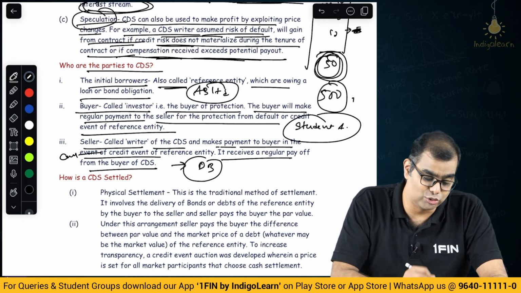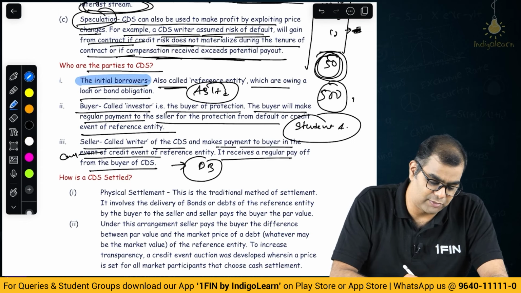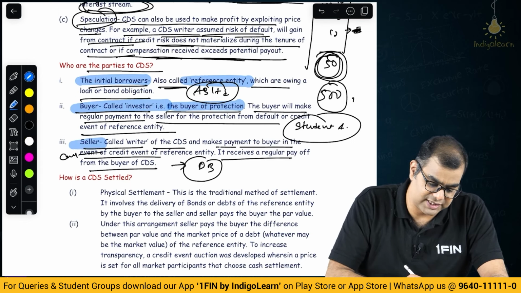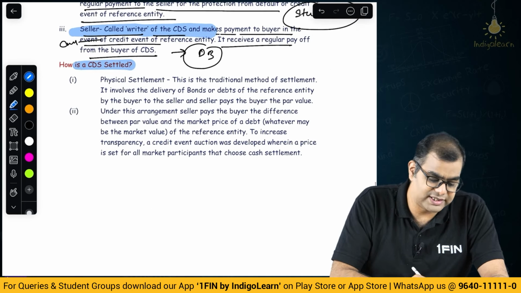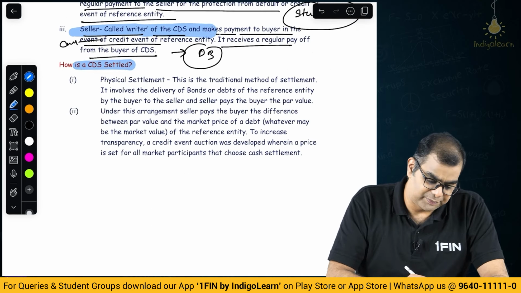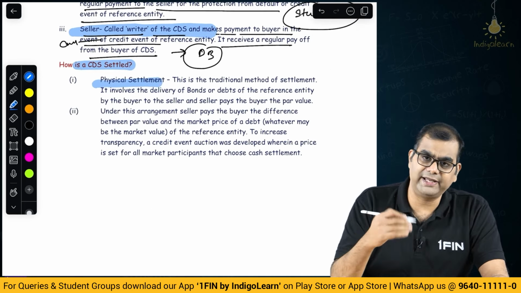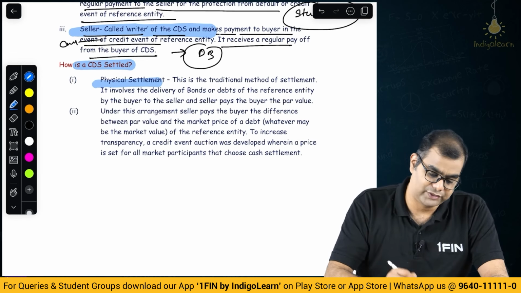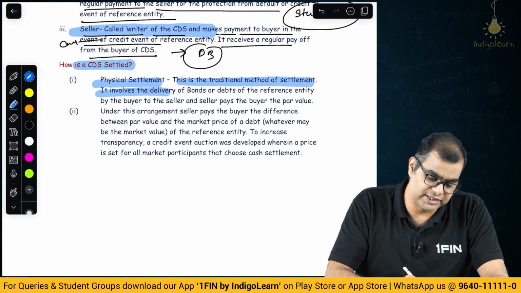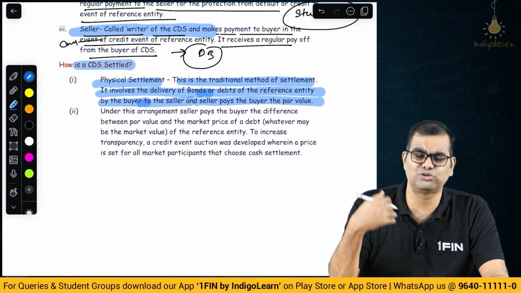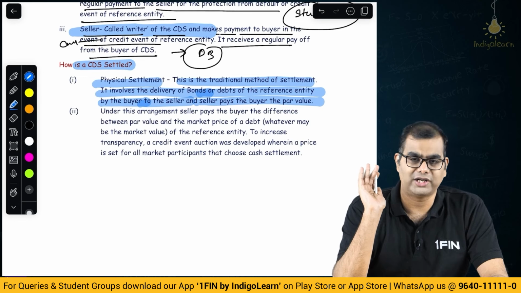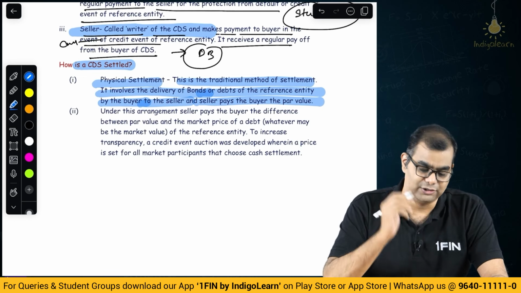Very, very simple. You have to use this clear terminology. Initial borrower called as reference entity, buyer called as investor, that is buyer of protection, seller called as writer of the CDS. How is a CDS settled? There are two ways. Physical settlement, that is student A gives off the bond to Deutsche Bank. This is the traditional method of settlement. It involves the delivery of bonds or debts of the reference entity by the buyer to the seller, and the seller pays the buyer the par value. Basically, student A gives off the bond to Deutsche Bank and gets 1000 rupees, the face value.